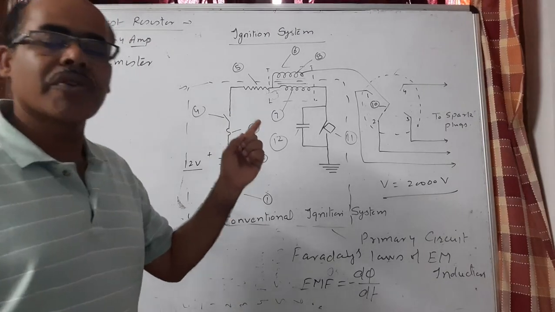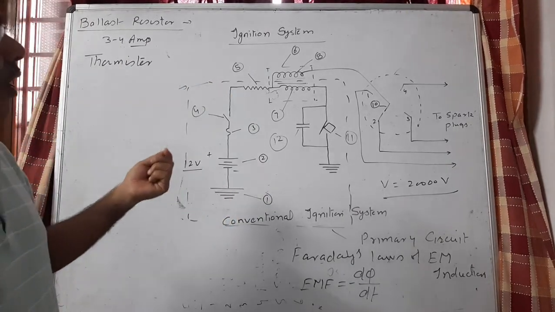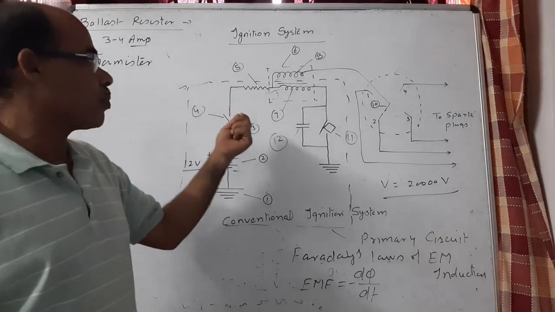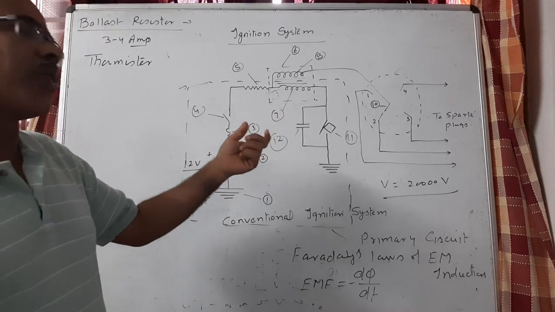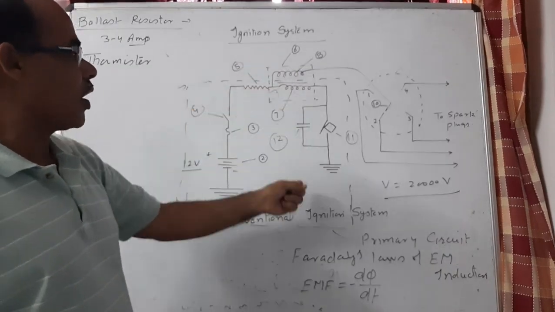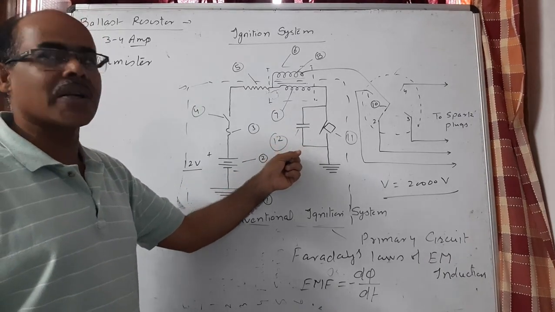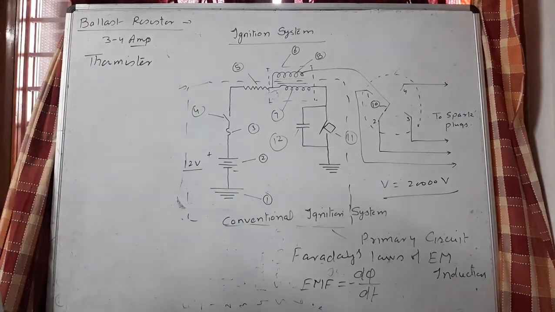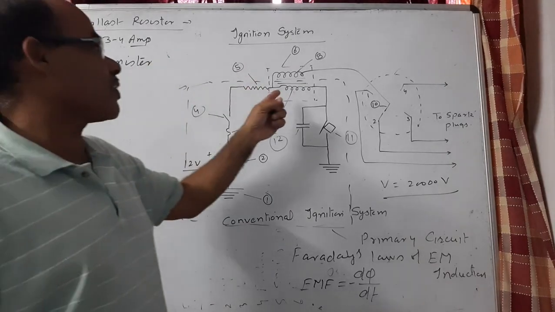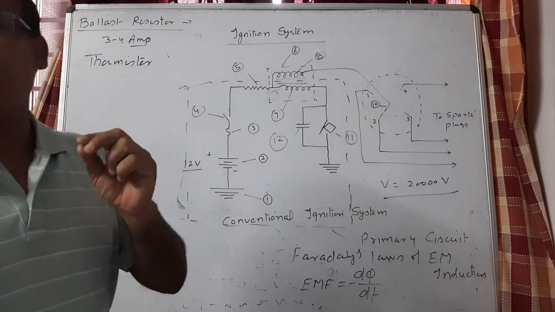In continuation with my previous lecture on ignition system, today we are going to discuss two protective devices incorporated in it. One is this ballast resistor numbered 5 and second is this condenser or the capacitor which is marked as 12.